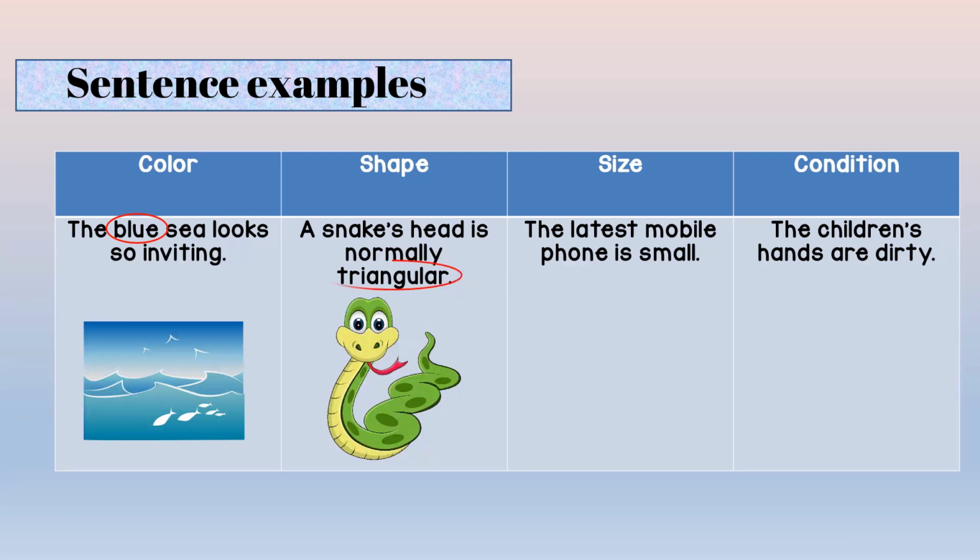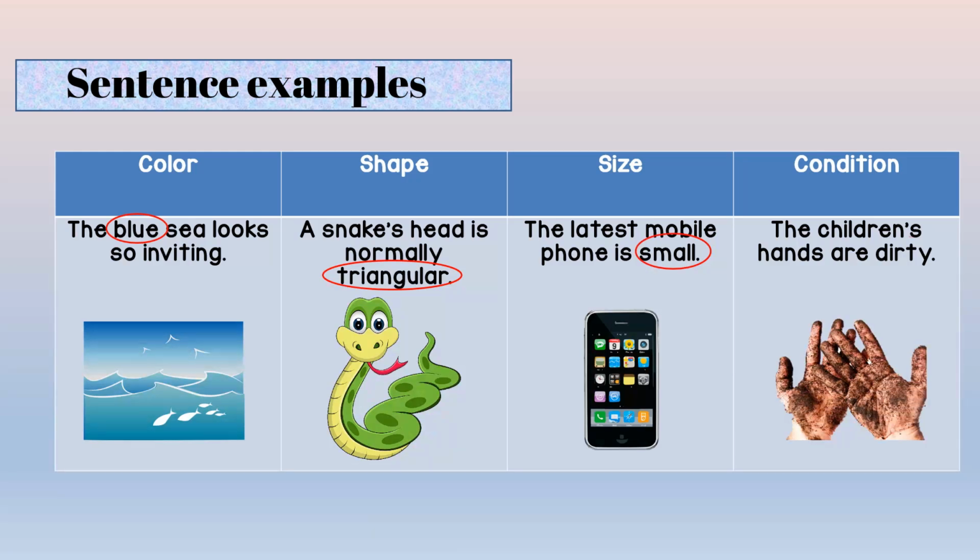Yes, very good. Triangular. As I said before, it can be before a noun or at the end of the sentence. Next, the latest mobile phone is small. So what are we going to talk about here? The size, right? So the adjective there is small. And the last one, the condition. The children's hands are dirty. We want to talk about the children's hands. What is the condition of the children's hands? Yes, dirty. So the adjective there is dirty.